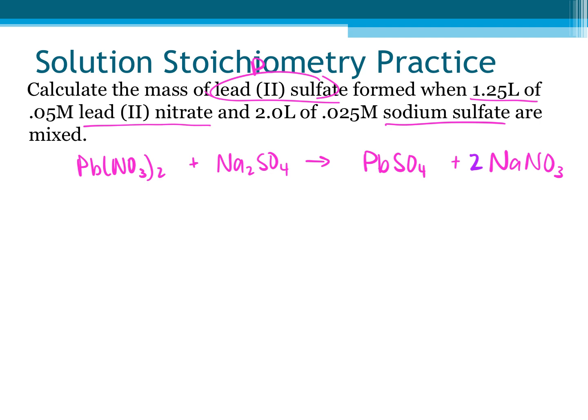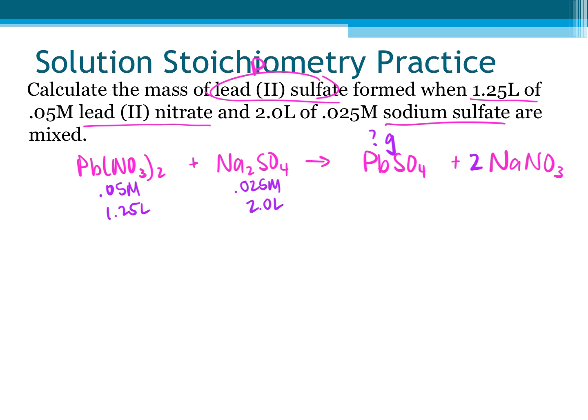It's asking us about the mass, so I'm going to find the number of grams of lead sulfate here at the end. Lead 2 sulfate. I'm also going to write out what information I have about my other ones. I'm starting with 0.05 molar and I have 1.25 liters, and then I've got 0.025 molar and 2 liters of that. So I've got some information about my initial starting solutions. I'm going to mix them and figure out how much of my product I can make.